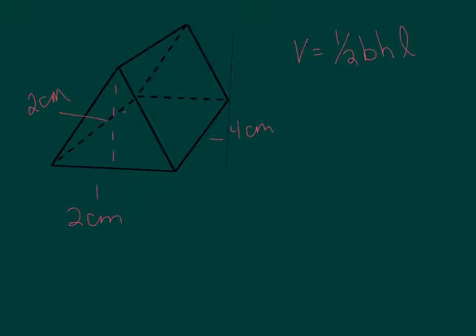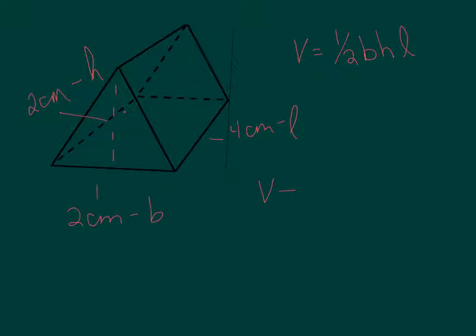So if you were to stand this prism up on its triangular base, how tall it's standing will be 4 centimeters. Now that you know which ones are which, with the 2 centimeters as the height, this 2 centimeters as the base, and this 4 centimeters as the length, you can fill in your volume formula.